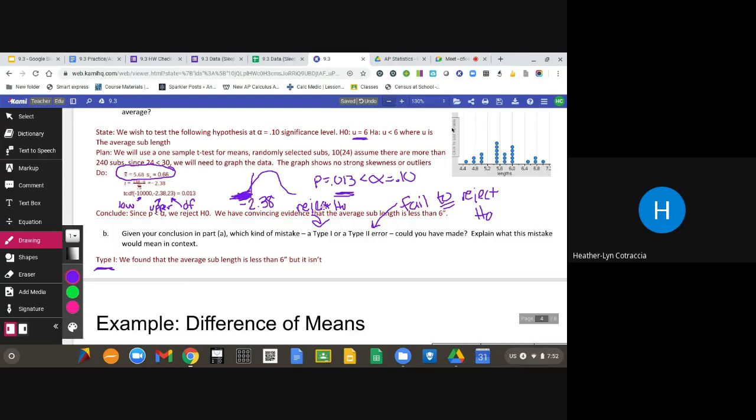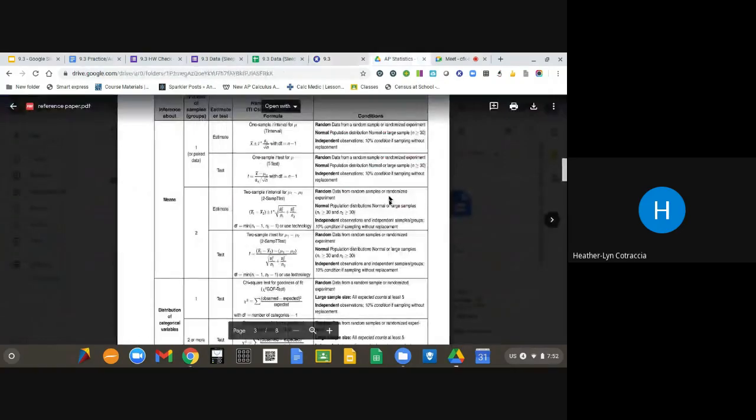Okay, so pretty straightforward. That's a hypothesis test. Like I said, a lot of it is on the reference paper. You just kind of follow the steps down. It's the same steps as every other hypothesis test we'll ever do. With the state plan, do you conclude? Just depends on what goes in each section. And if you're ever not sure, you just come over to your reference paper, find the right section, and you will have it.